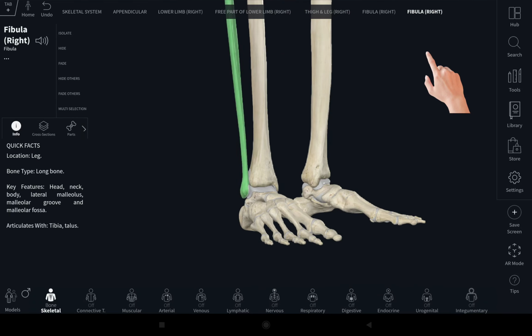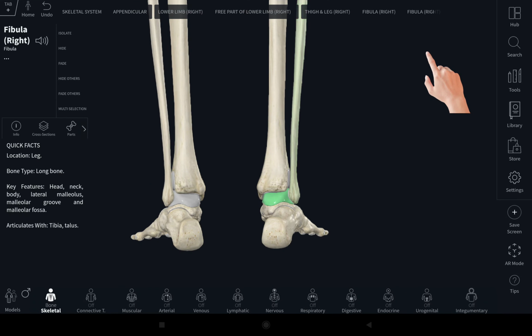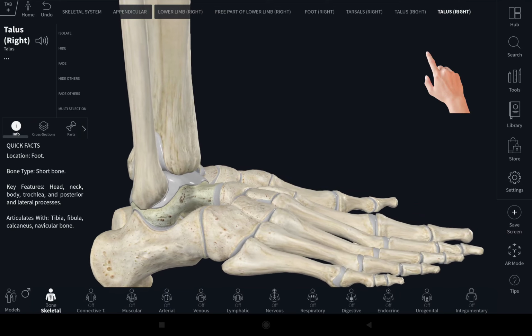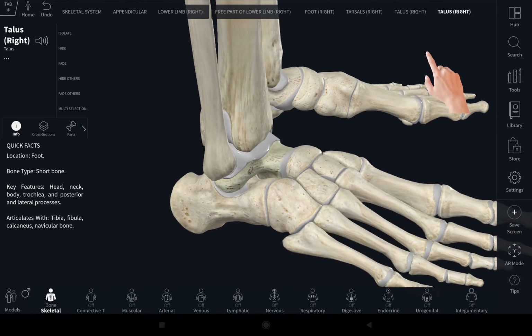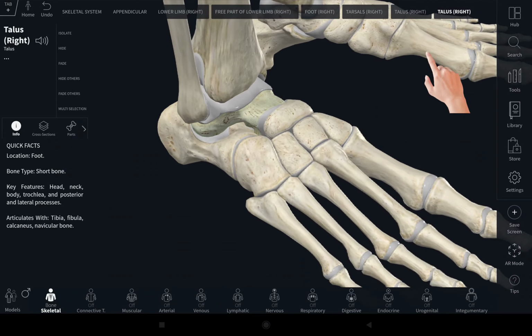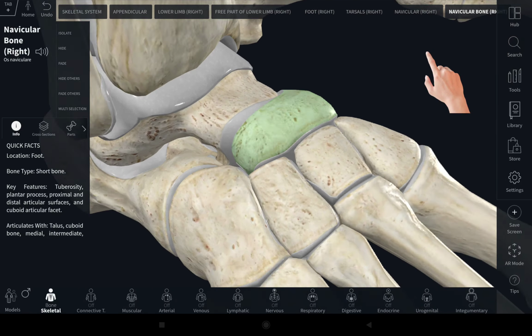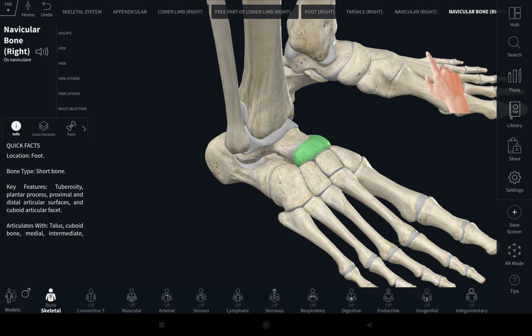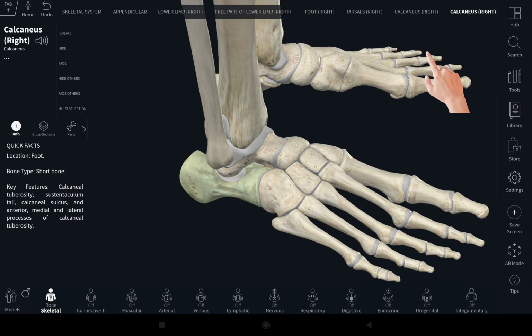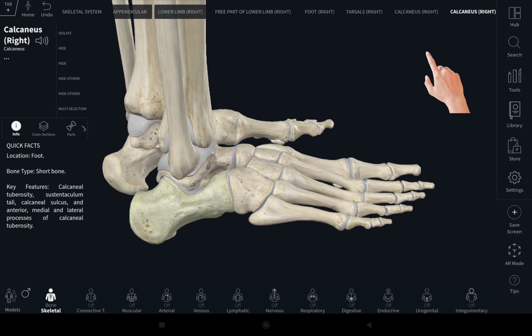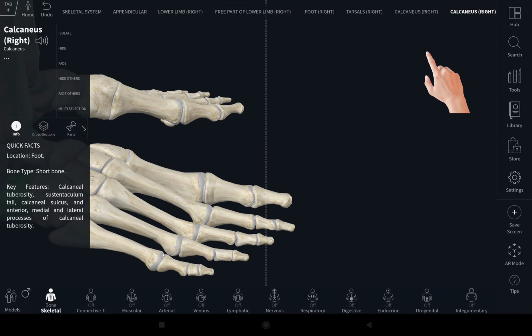The tibia is connected with the bones of the foot. This bone is called the talus. The talus is connected in front with the navicular bone. Look carefully, this is the navicular bone. Below, the talus is connected with the calcaneum. Your heel bone is called the calcaneum. It forms the heel.